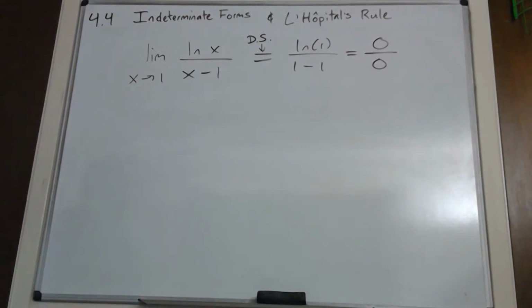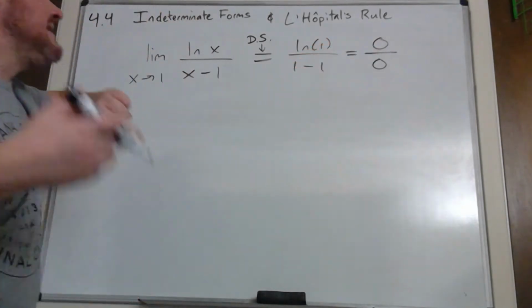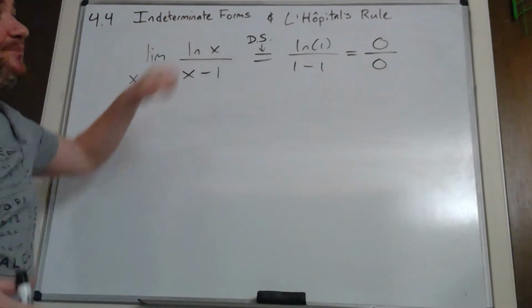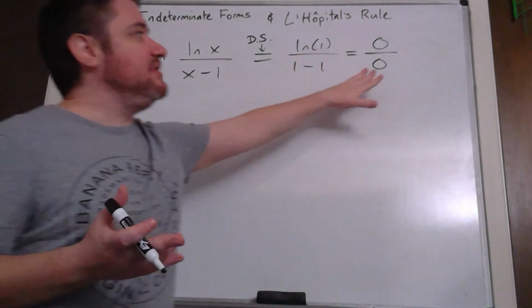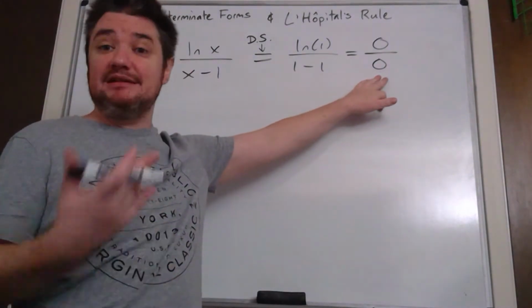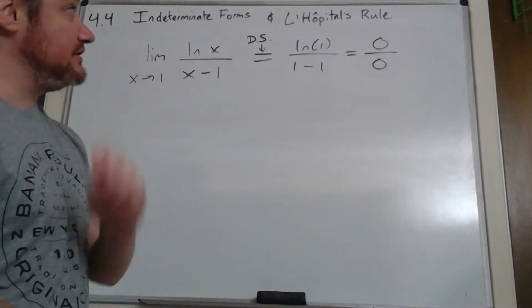So upon direct substitution, we're getting this form 0 over 0. 0 over 0 is one example of what we call an indeterminate form. It's not determined. We don't know if this limit exists. We don't know that it does not exist. We really don't know anything at this point. We've got this indeterminate form.